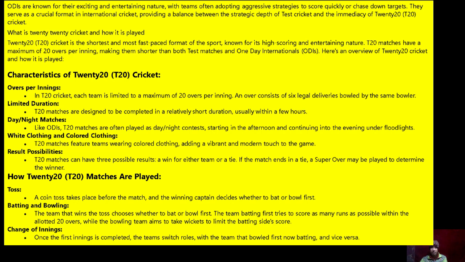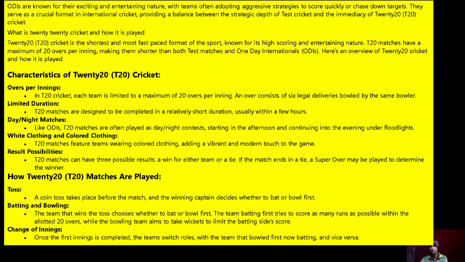So coming to the key features, first is format. The ICC Cricket World Cup is played in ODI format where each team faces a limited number of overs, usually 50 overs per innings. Second point, participation. The tournament features participation from full member nations of the ICC, which includes major cricket playing countries. Initially the number of participating teams was limited, but the tournament has seen expansions to include more teams in recent editions.